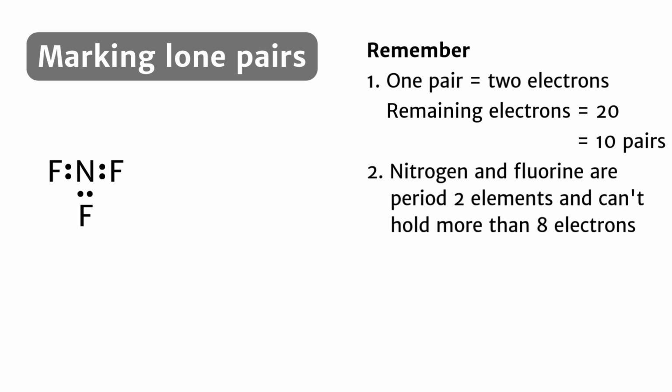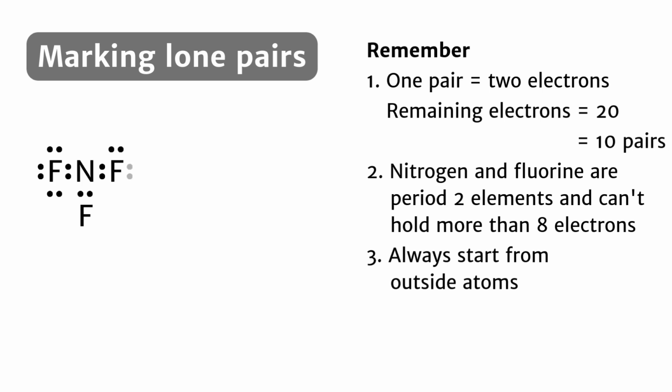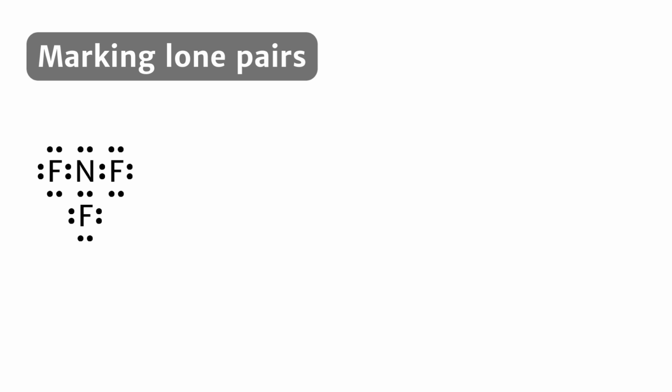Another important point to remember is to always begin marking lone pairs on the outer atoms first, before proceeding to the central atom. In the NF3 Lewis structure, each of the 3 outer fluorine atoms is assigned 3 lone pairs. The central nitrogen atom receives the remaining 1 lone pair, completing the total of 10 lone pairs to be distributed in the structure. The current structure clearly shows that each outer fluorine atom, as well as the central nitrogen atom, forms a complete octet. Therefore, the octet rule is satisfied for all atoms.